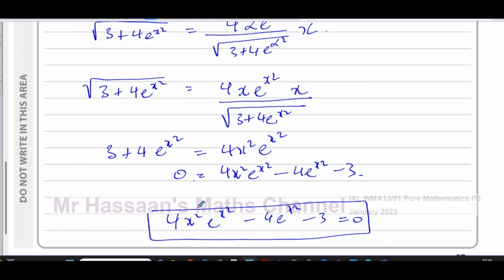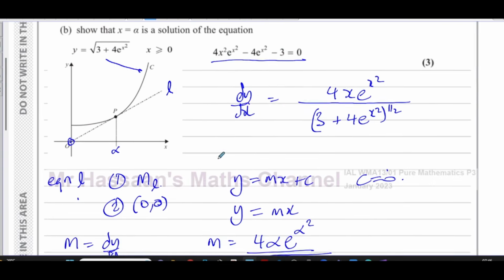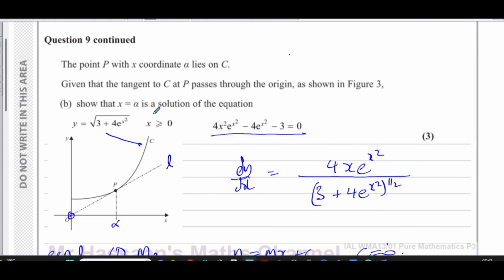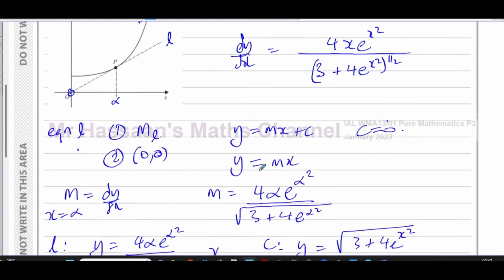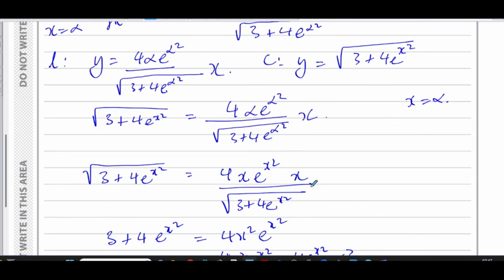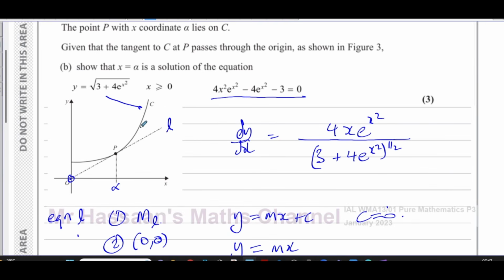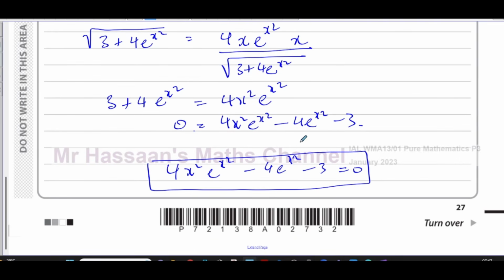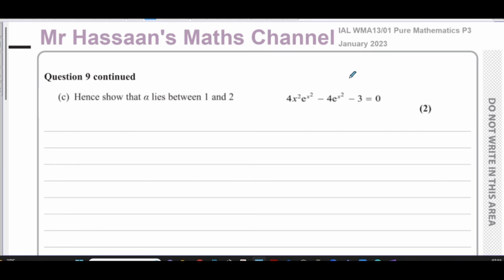Okay, so we have shown this relationship here, that when x equals alpha, this is the equation which finds where they intersect. So the point P, x equals alpha, is a solution to this equation. Okay, so we've shown that. And now for question 9, part C.